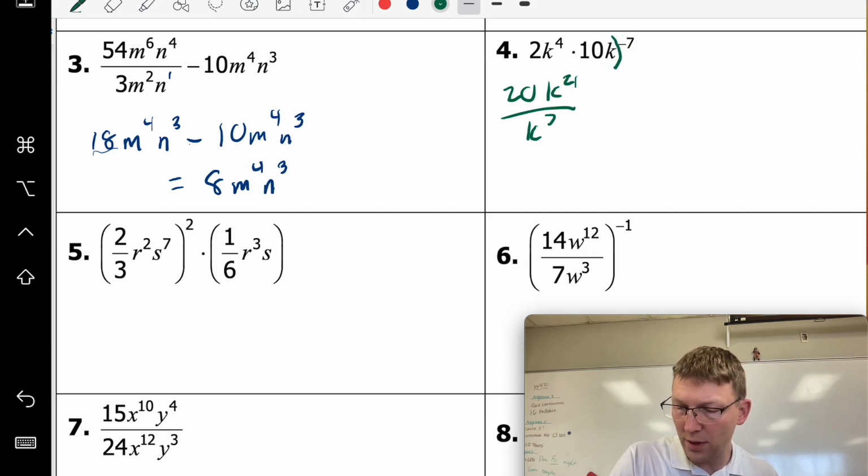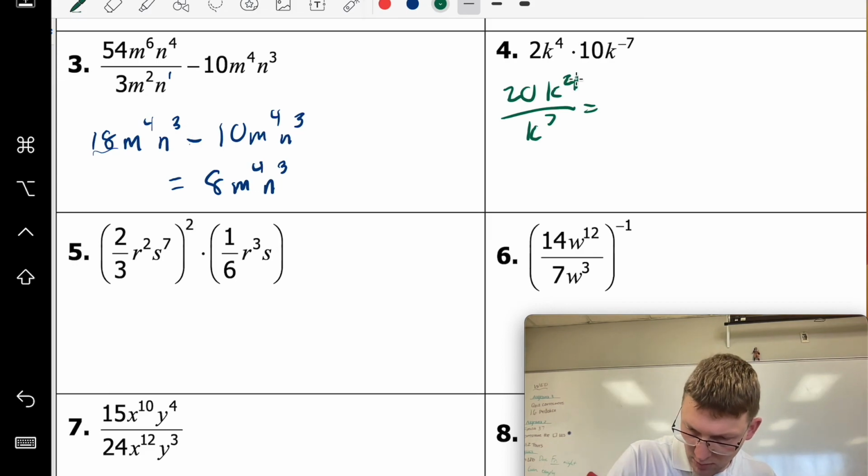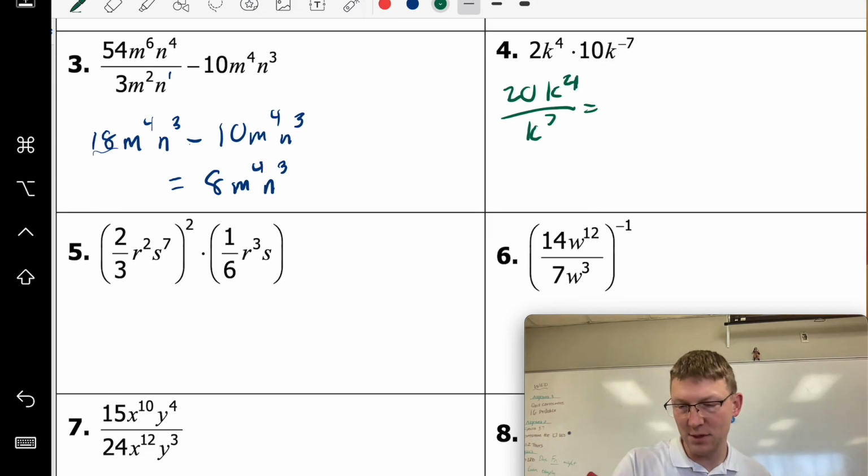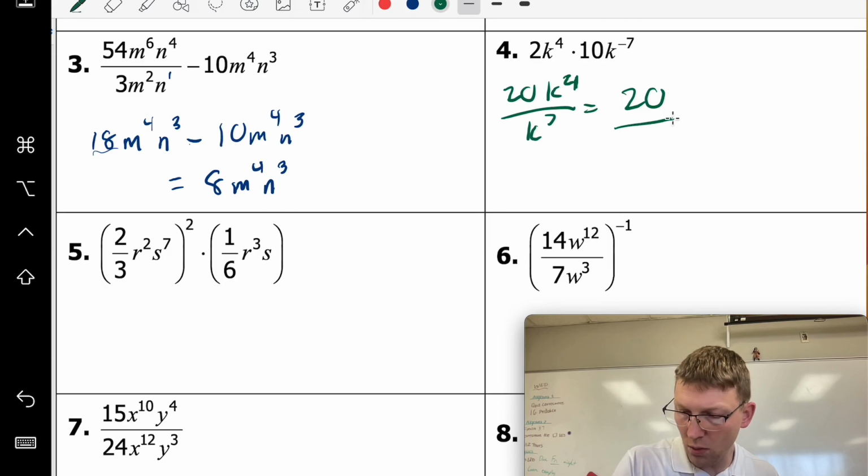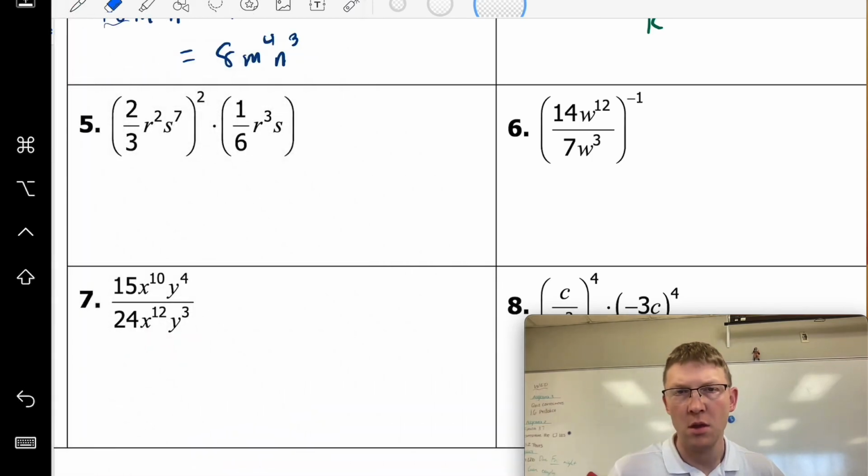Because there's no parentheses, the negative 7 only hits that k. From there, we have k to the 4th over k to the 7th. So we're going to have 20 times k to the negative 3, or we can just say k cubed underneath. Hopefully you're kind of getting the pattern, getting used to things. So try 5 and 6 by yourself and see what you get.